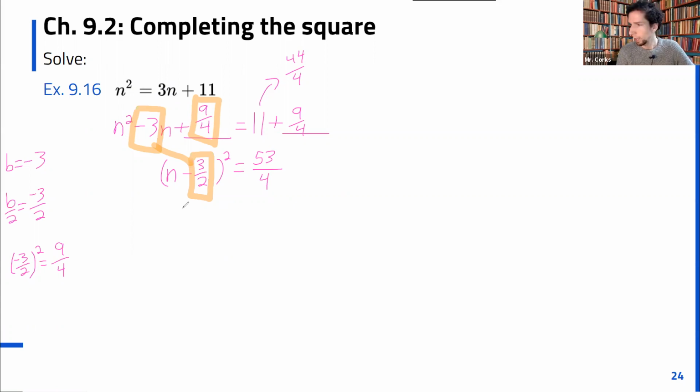Okay, so square root of each side, n minus 3/2 equals plus or minus the square root of 53/4. Can we simplify the square root of 53/4 in any way?